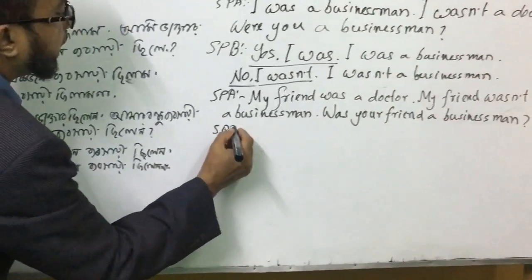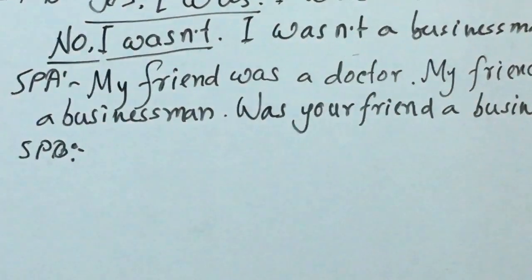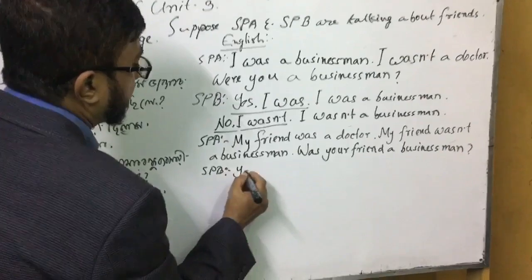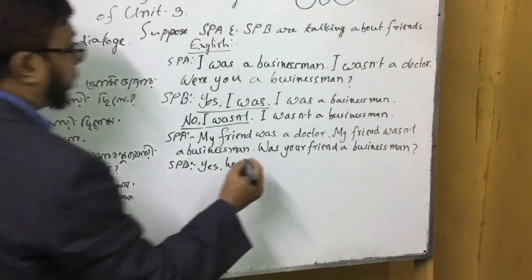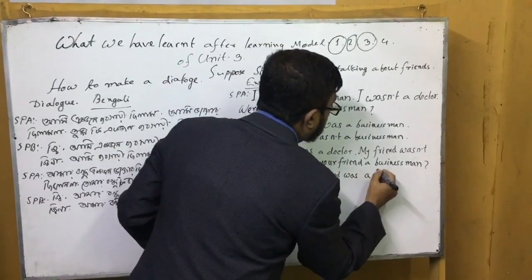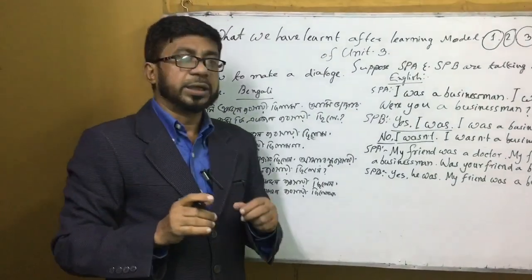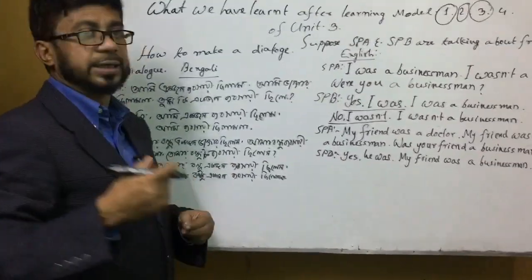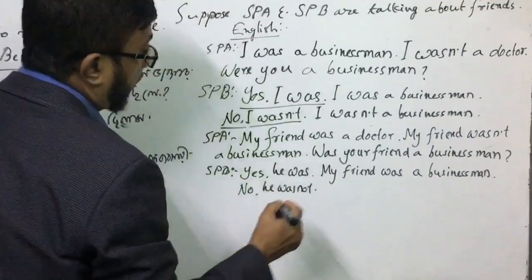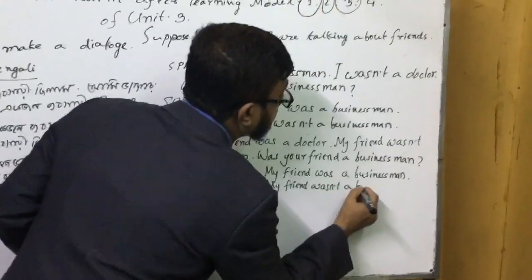Now speaker B is giving the answer to this question, was your friend a businessman? If his friend was a businessman, then he will say, yes, he was. My friend was a businessman. If his friend was not a businessman, then the answer will be in negative form. Then he will say, no, he was not. My friend wasn't a businessman.